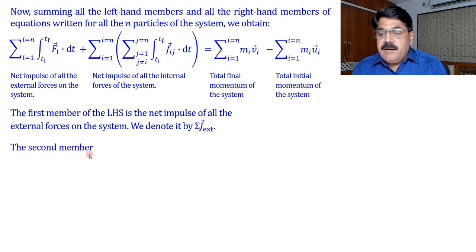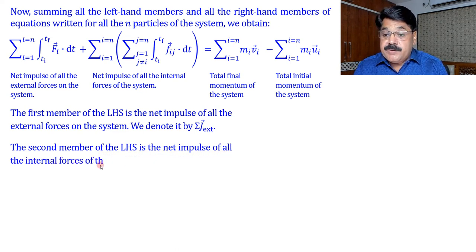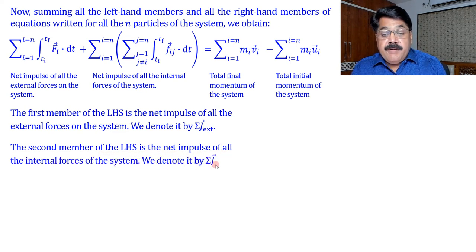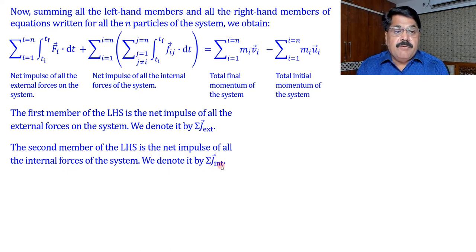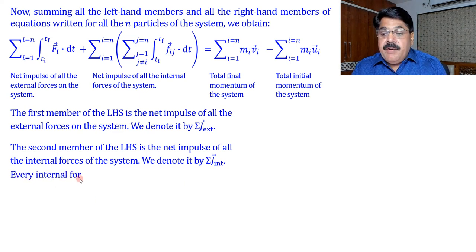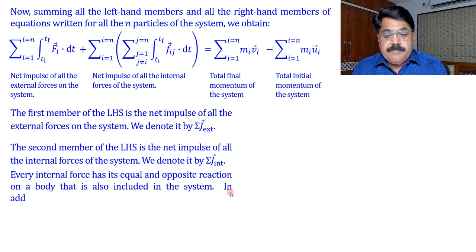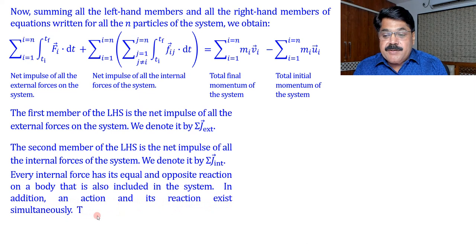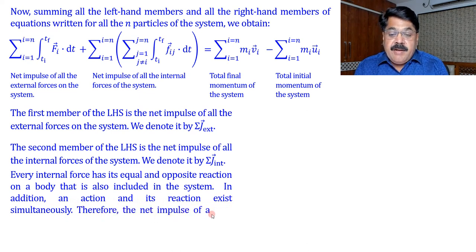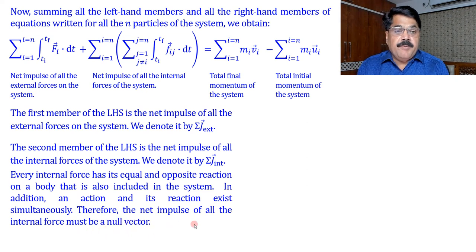Now the second member of the LHS is the net impulse of all the internal forces of the system. We denote it by summation J internal. But here we have to take one thing into account. What is that? Every internal force has its equal and opposite reaction on a body that is also included in the system. In addition, an action and its reaction exist simultaneously. Therefore, the net impulse of all the internal forces must be a null vector. So that is a very important idea.